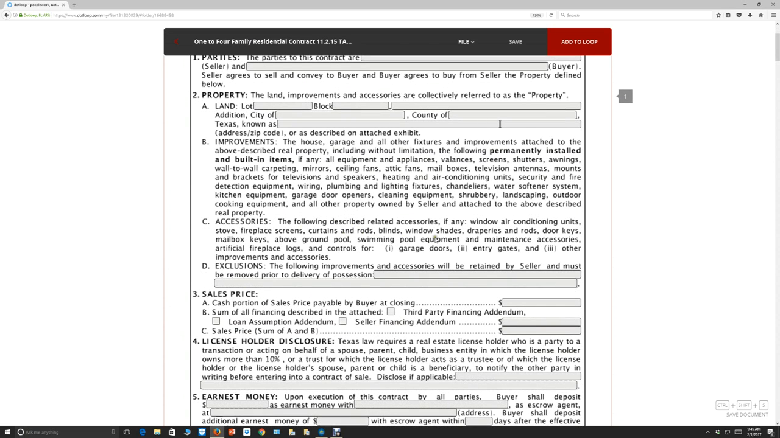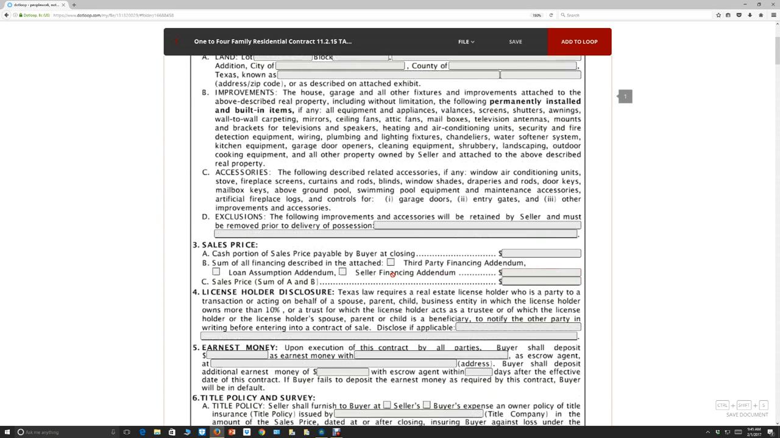Notice also that accessories stay with the home and they are clearly laid out. Fireplace screens, curtains and rods, blinds, swimming pool equipment, maintenance accessories, artificial fireplace logs, and the controls for anything that needs controls. There shouldn't be very many questions about what stays with the property. Right here is where you put anything that looks like it ought to stay, but is going with the seller. Don't think you're being all slick and sly to not resolve this at the time of the contract. That's not slick and sly. That's just putting off a problem. Go ahead and discuss it and make sure that any exclusions are on the contract.